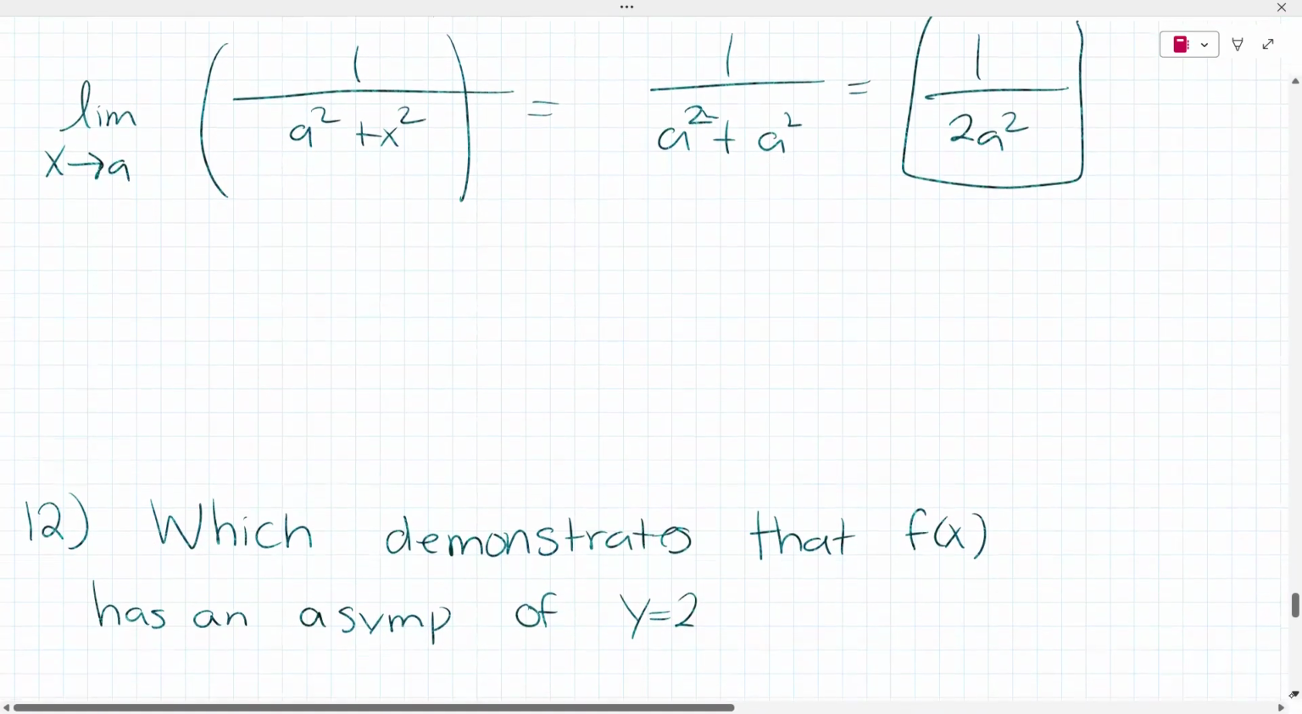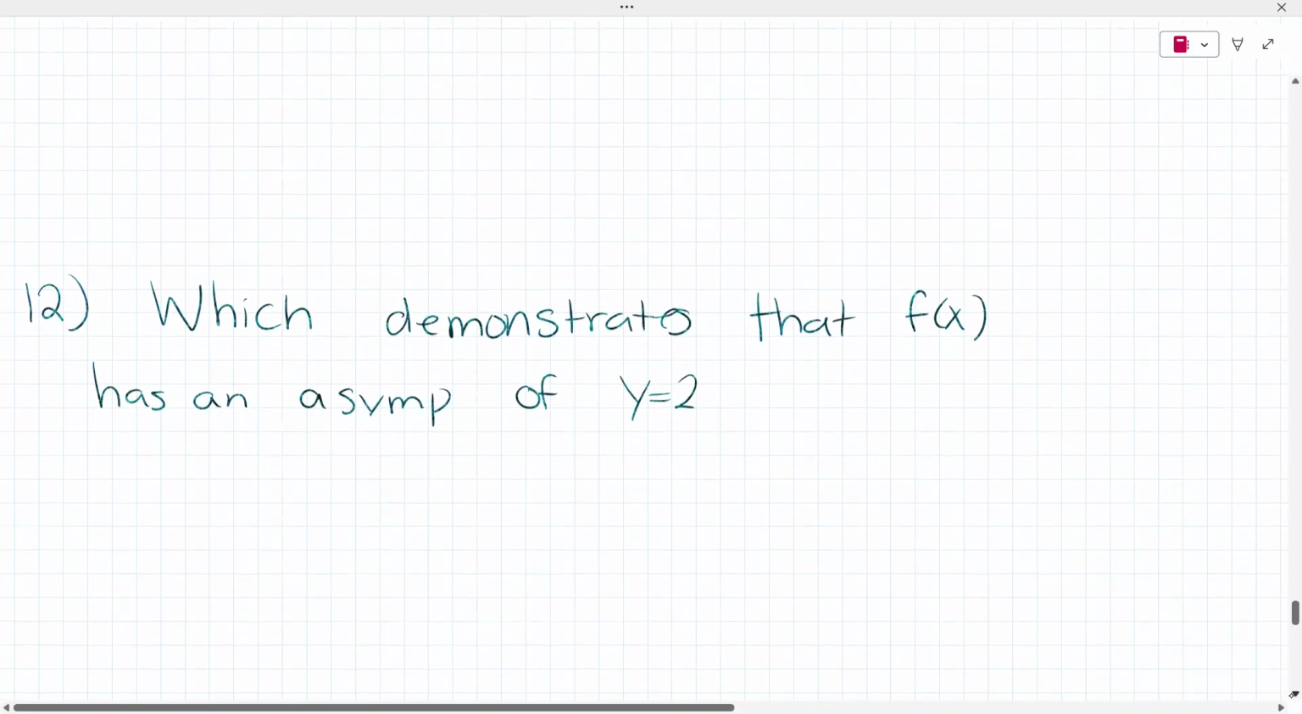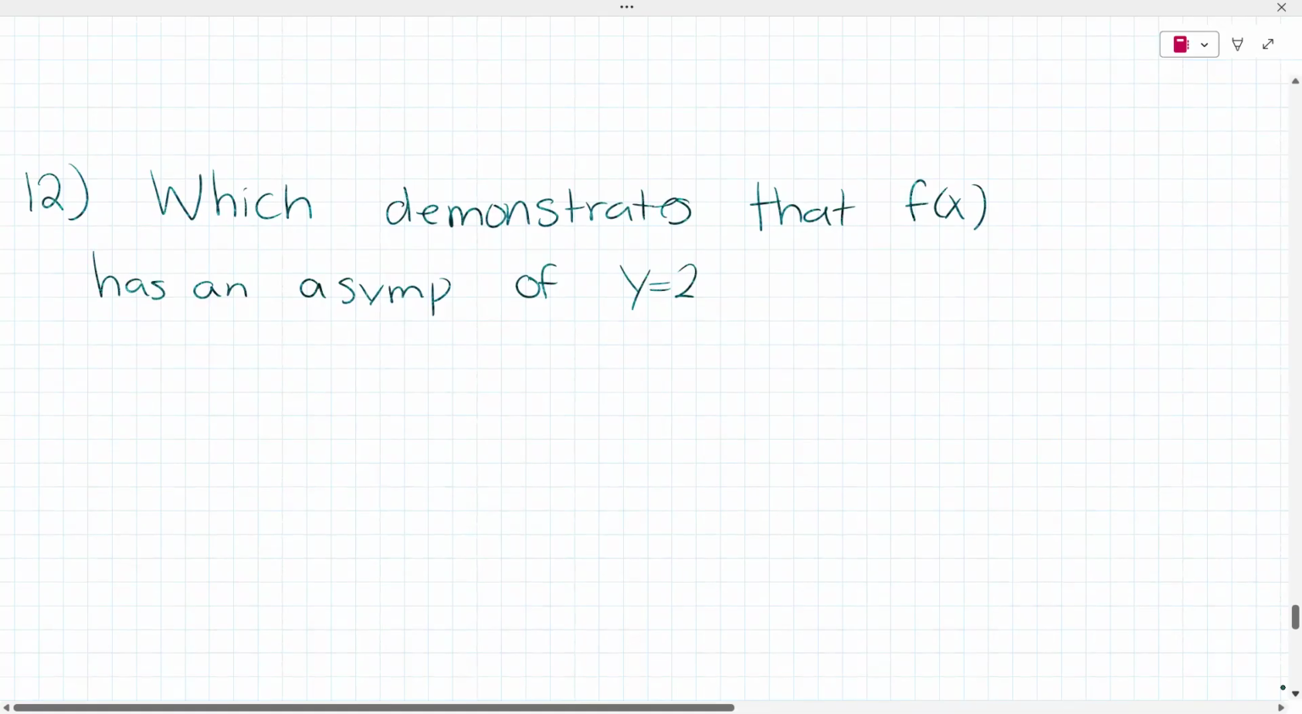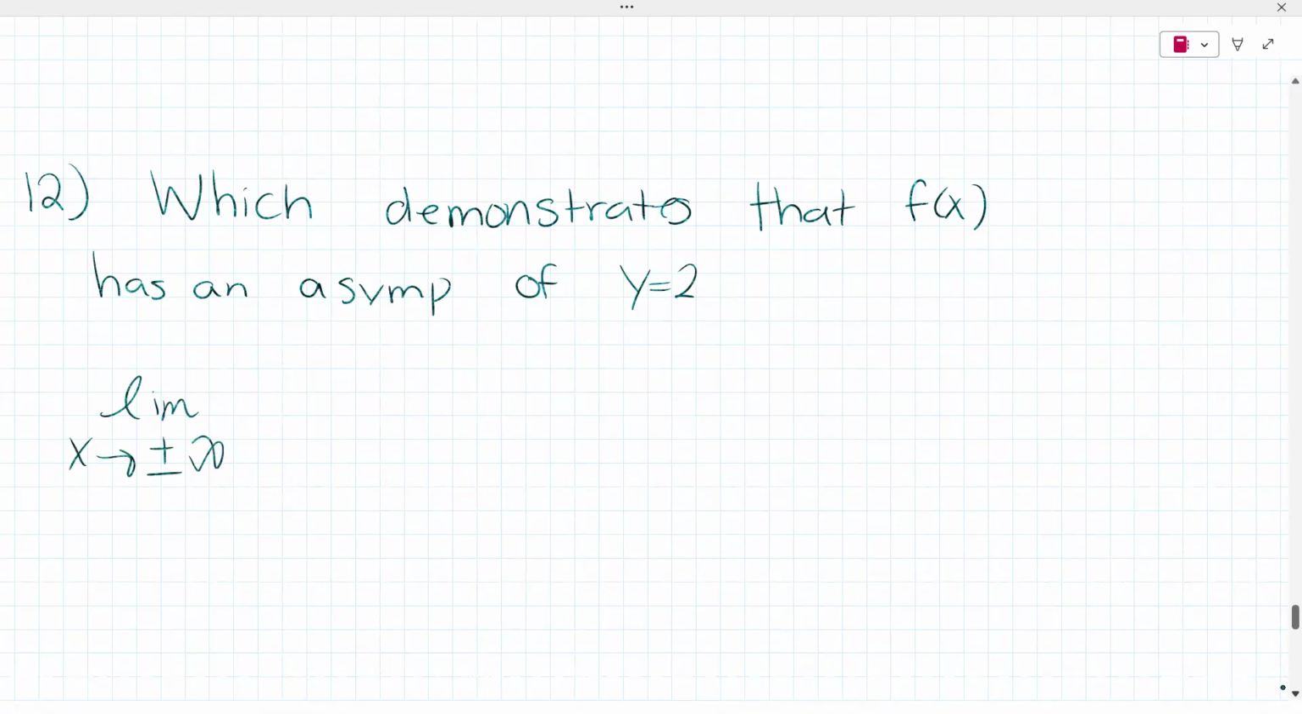Number 12 is a strange one. It says, which demonstrates that f of x has an asymptote of y equals 2. So they give us an answer, and we kind of have to find out what the limit question is. So they're asking, what is a limit question when you have a horizontal asymptote of y equals 2? When you're dealing with horizontal, that is your limit. So you can rewrite this as the limit as x approaches positive and negative infinity of your function. We don't know our function, so I'll just call it f of x. And your final answer or your limit should be 2. Okay, so that would be your answer.